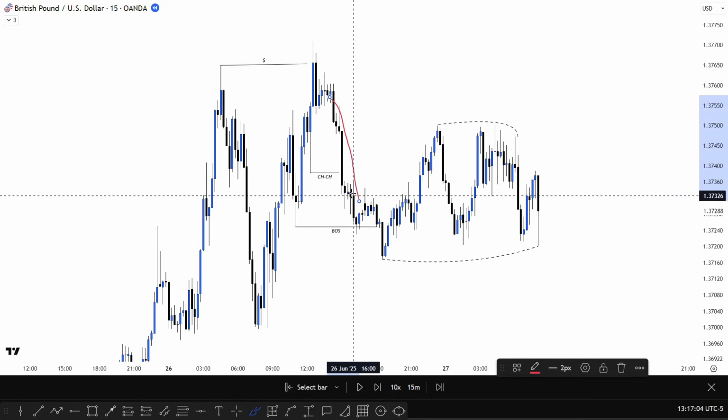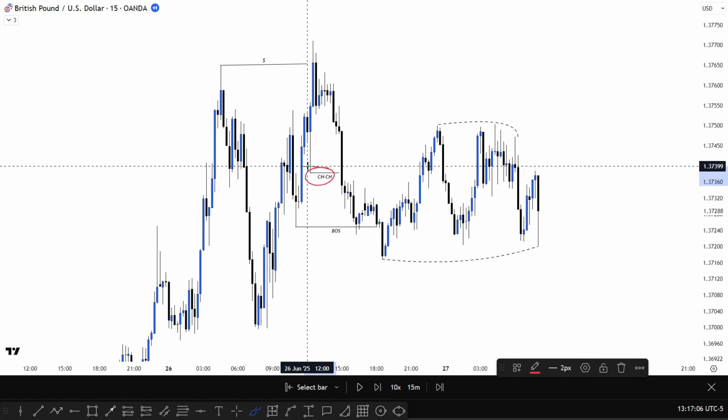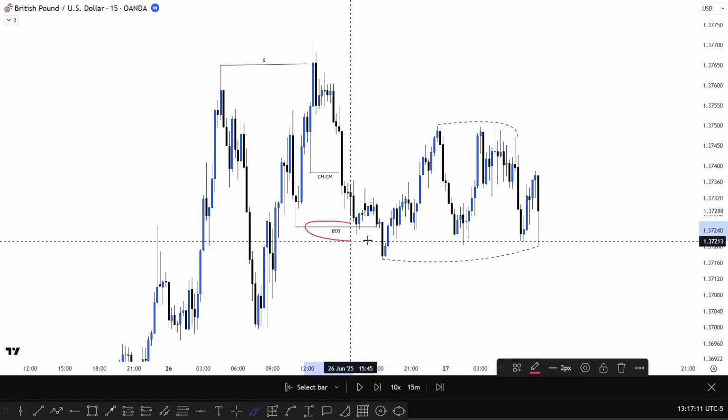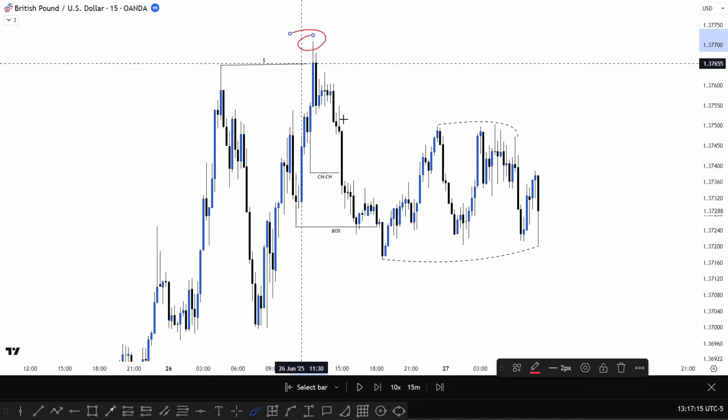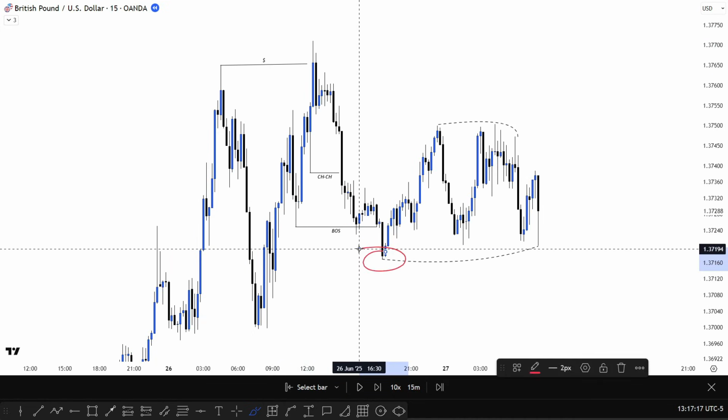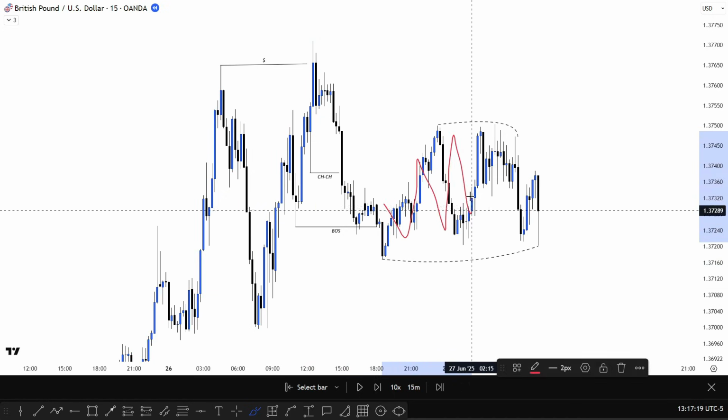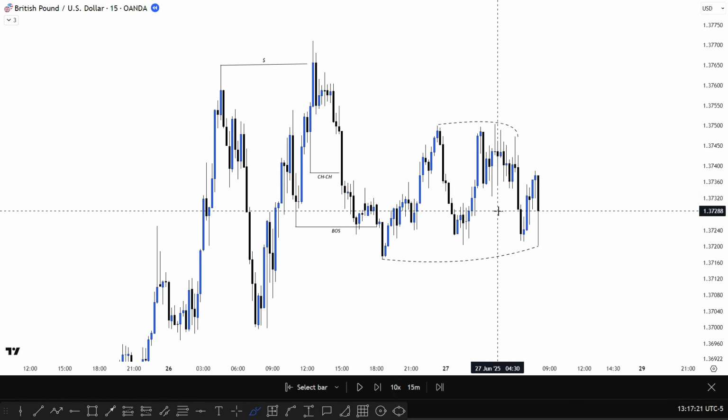So on this displacement lower, after we get our change of character, the first sign of intent, the break of structure now confirms this new dealing range from this prior high to this prior old low. Just like I was stating, everything inside of the range is usually internal range liquidity. This is where the Asian session is really building from, inside of this dealing range.